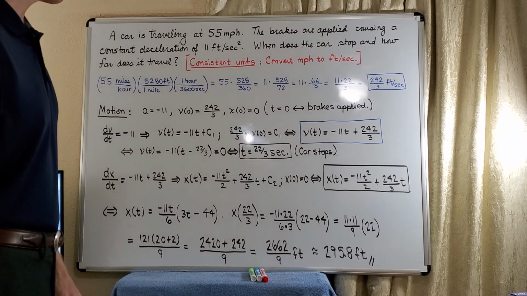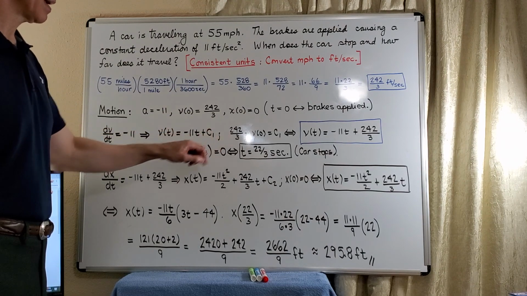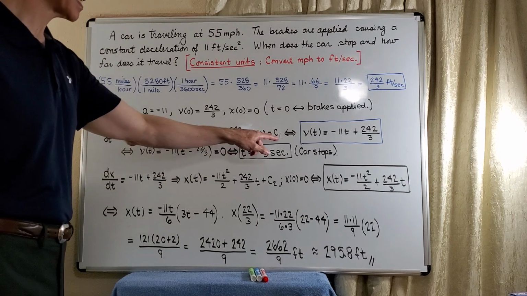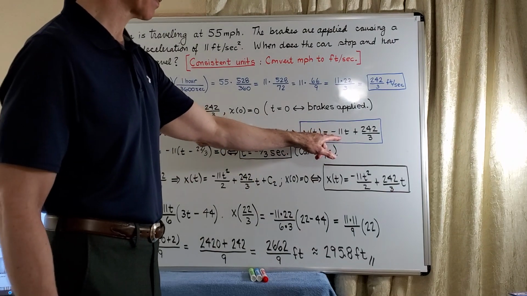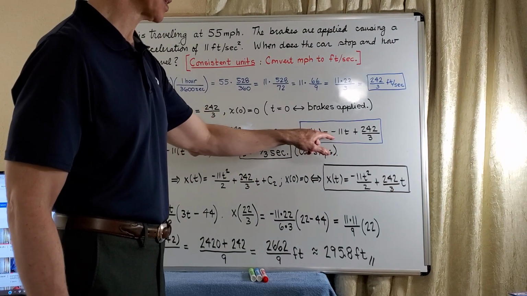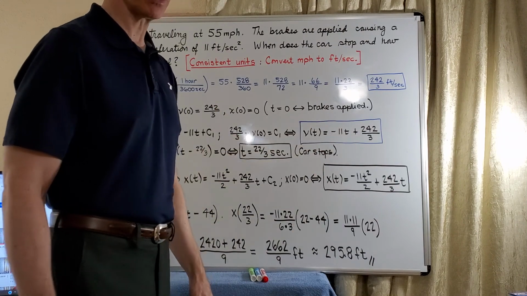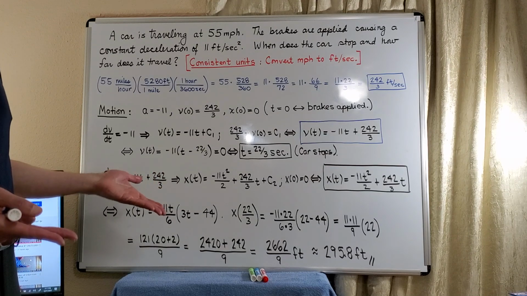And of course now, we're given the fact that the initial velocity is 242 divided by 3 when t is equal to 0, so that zeroes out this term, so c1 must be 242 divided by 3. So we can go ahead and fill that in. Our velocity equation is equal to negative 11t plus 242 divided by 3. Now that will allow us to figure out when the car stops.